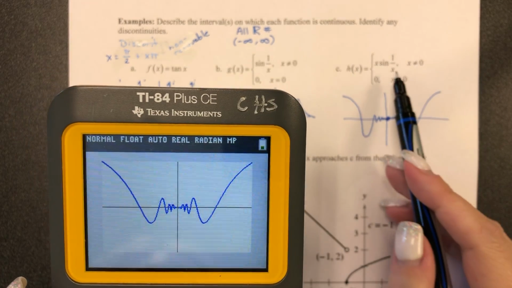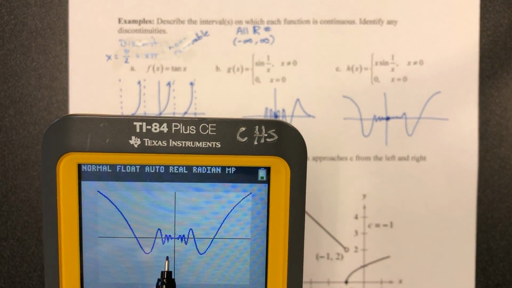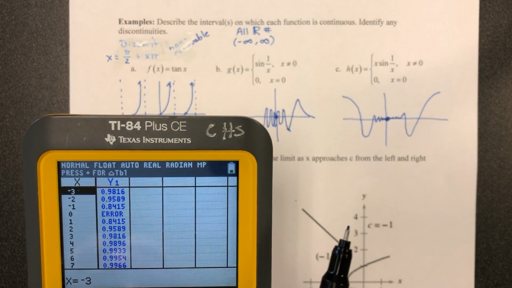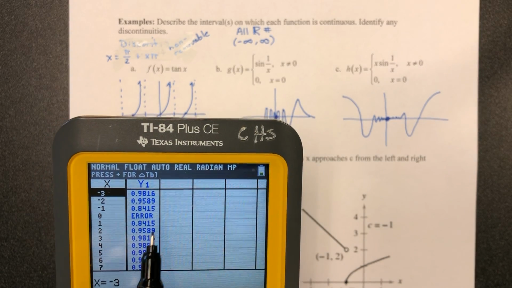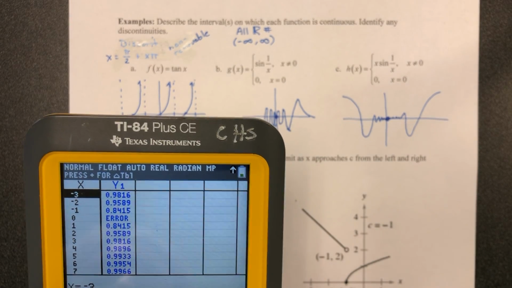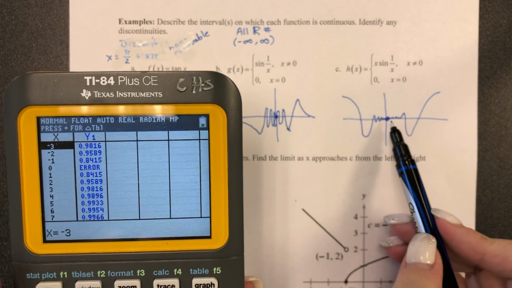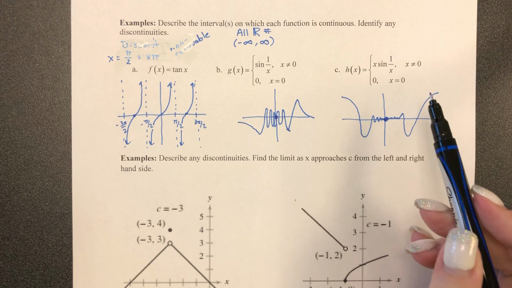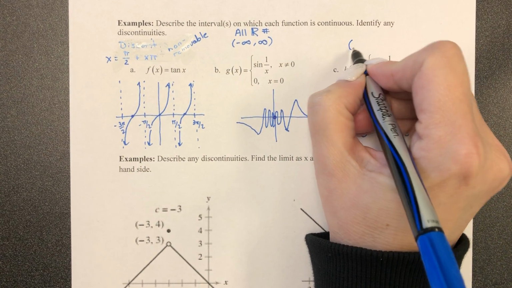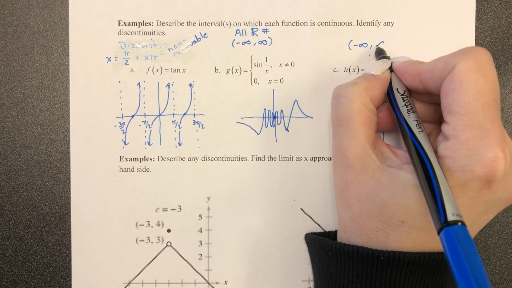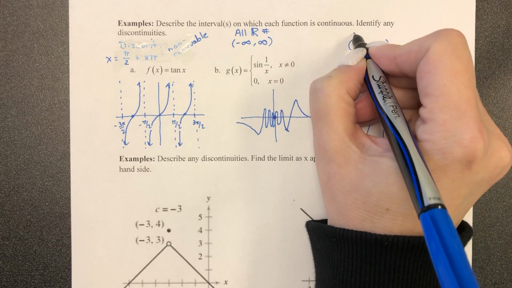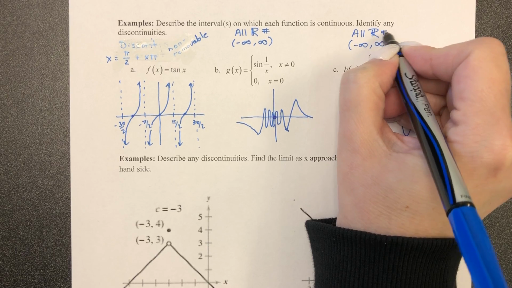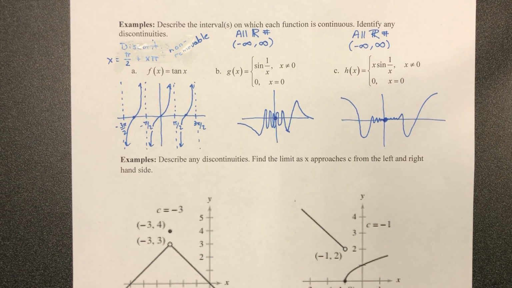Now, if I were to ask you about this graph as is right now, if you didn't have that equals 0 there, and you look at your table, you see you have an error message, okay? So what that tells me is that there's actually a hole in the graph, but this little piece right here fills in the hole, which is why I'm able to say that it's continuous everywhere, or I can say all real numbers. So everywhere it's going to be continuous.